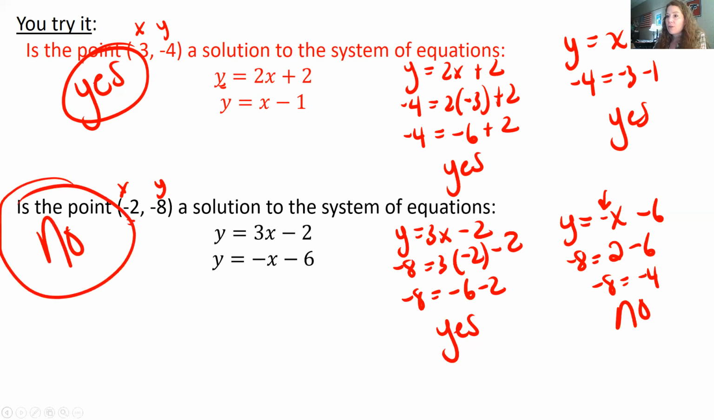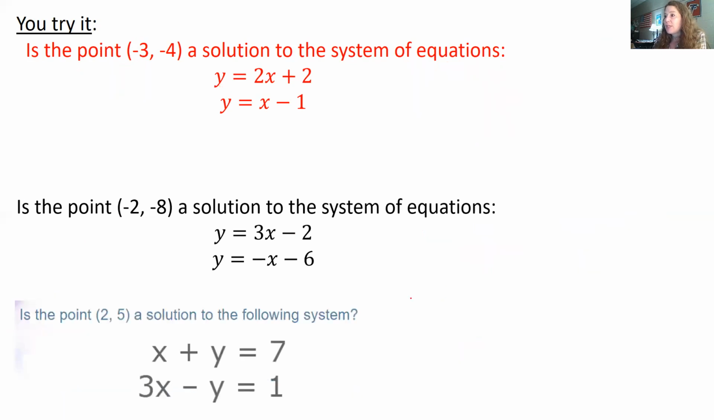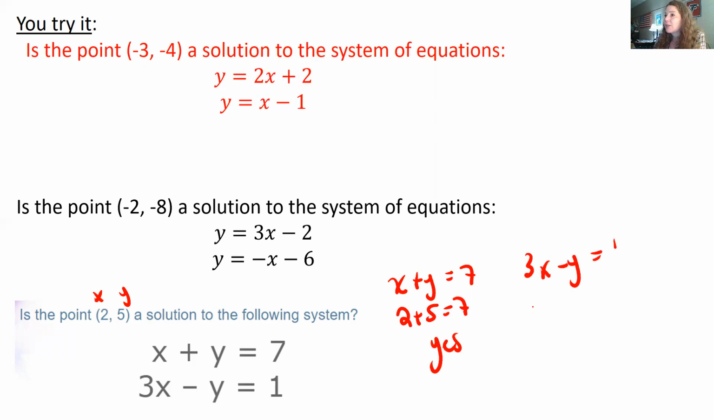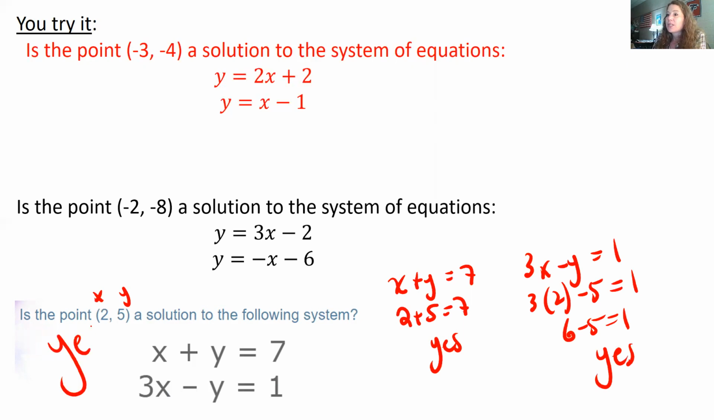So did you guys get those? I hope so. All right, let's do these. So we have x plus y equals 7. X is 2 and y is 5. So 2 plus 5 is 7. Yes, that's true. And then I have my second one. So 3 times 2 minus 5 is 1. 6 minus 5 is 1. That is true. So the answer to the question is yes.